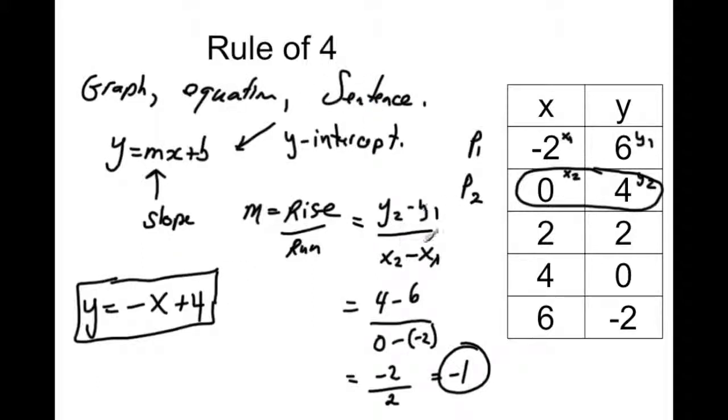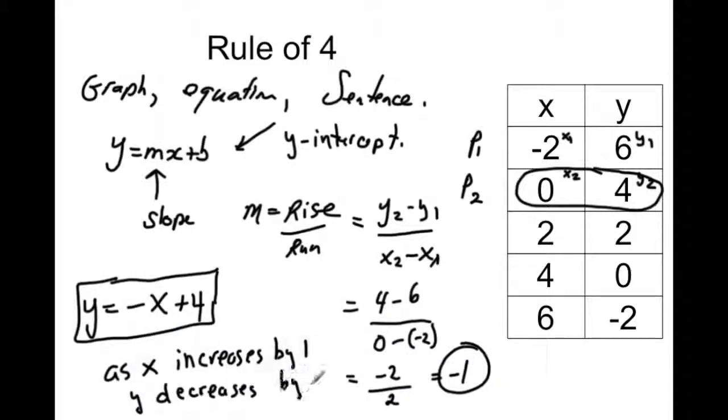Lastly, we need a sentence. So we can see that using our slope, we can say that as x goes up 1 every time, the y goes down 1 every time. And that's it. We've got our 3 other representations of this relation.